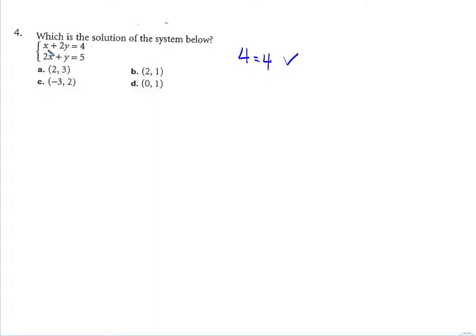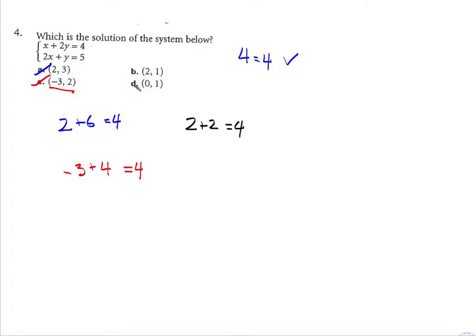So I plug in 2 and 3, and that's going to be 2 plus 6 equals 4. Okay, not A. Let's look at C. I'm plugging in negative 3 into the x. So negative 3 plus 4. Is that equal to 4? Nope, it's not C either. All right, let's try 2 and 1. If I plug in 2, 2 plus 2 equals 4. Oh, okay, it might be B.